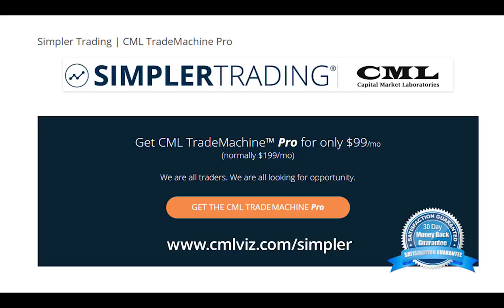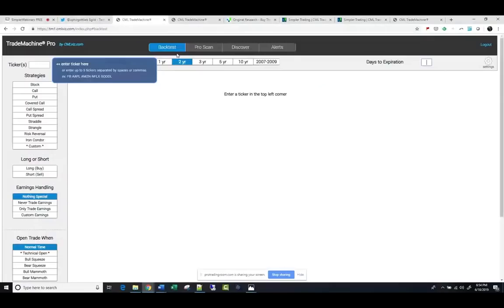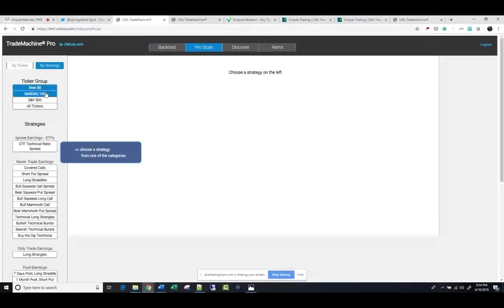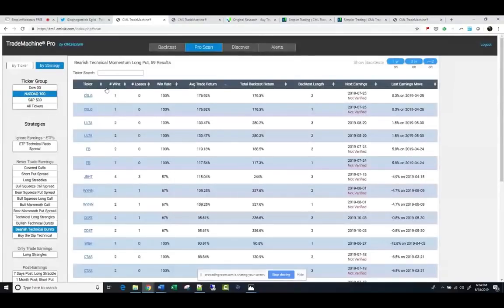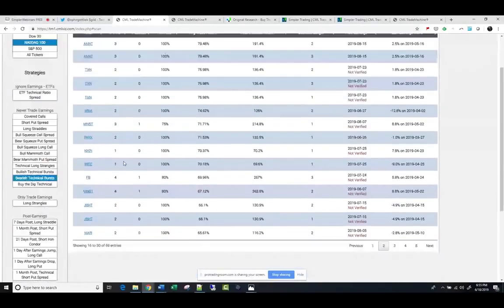So I would say this. If you're looking to trade bearish signals, you can look at the bearish, well, let's just do it. ProScan, buy strategy, NASDAQ 100, bearish technical bursts. You're going to find some names that are kind of ugly, right? So Celgene, they're gone now. I think they got taken over, pretty ugly. Alta and Facebook are not ugly. Wynn can be ugly. That depends, right? So you'll find some companies, chips, right? Marriott. So this is how you find those stocks.